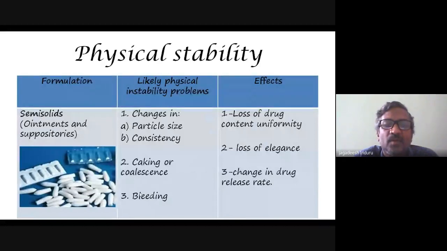So that is the reason why we are going to have the problem. And caking and coalescence in the case of semi-solids which are made by emulsion technology are going to take place. And bleeding, most of the times in the case of suppositories, tends to happen. Because of these reasons, we are going to have a loss of content uniformity, loss of elegance, and changes in the drug release rates. Most of the times, it should be avoided.